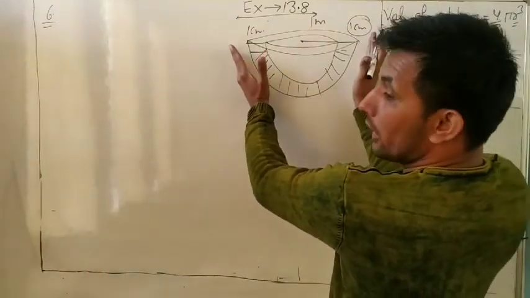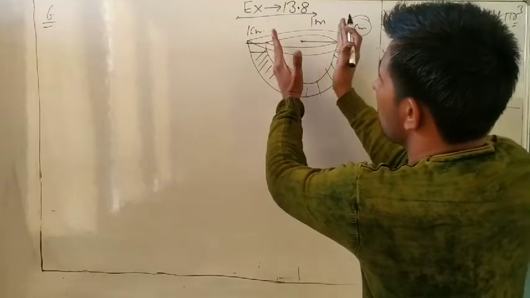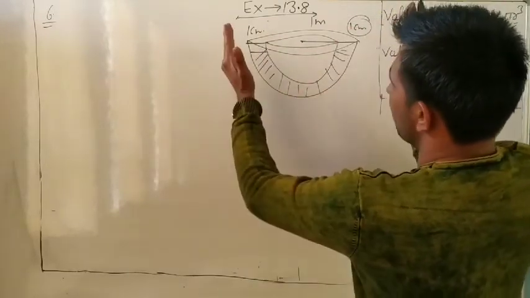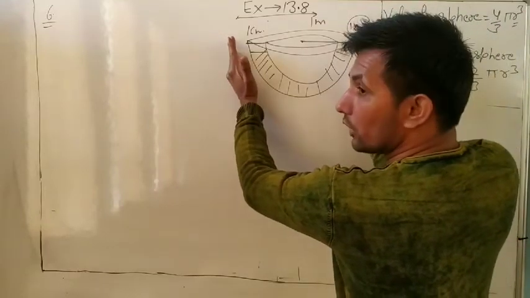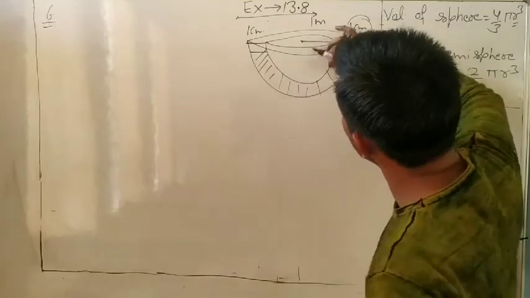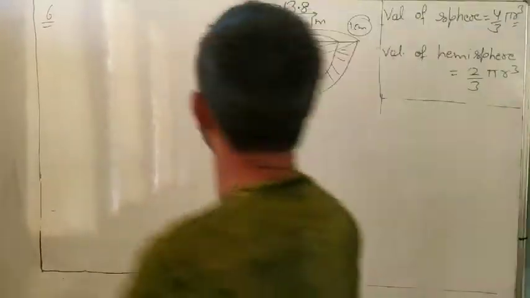Volume of the outer hemisphere minus volume of the inner hemisphere. If we take the volume of the outer hemisphere minus the volume of the inner hemisphere, what remains? Only this part remains. So first we will find the radius of both.